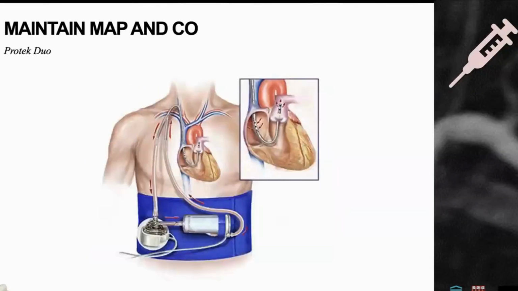This is the Protect Duo. This is a really exciting device, honestly, because in my ideal world, every interventional radiologist who does PE treatment should be able to use and put in a Protect Duo, because this is a percutaneous RVAD. It's a single catheter. All you have to do is put it in through the IJ and snake it into the PA.